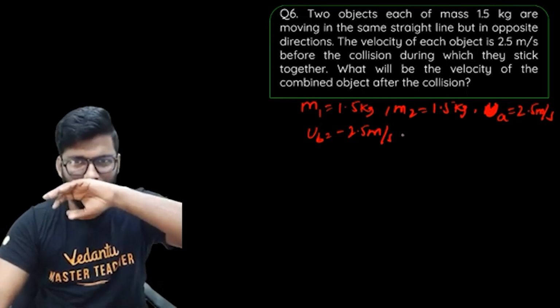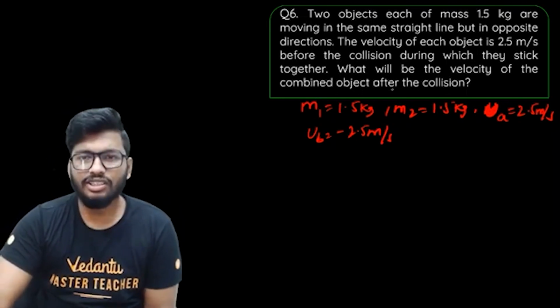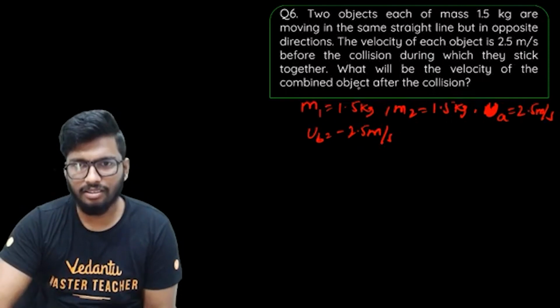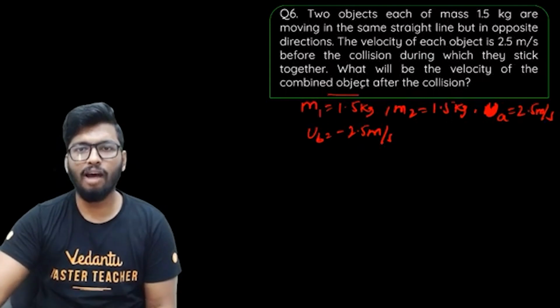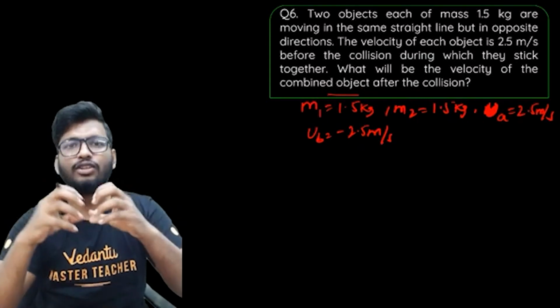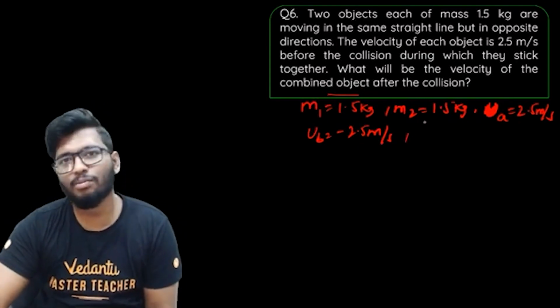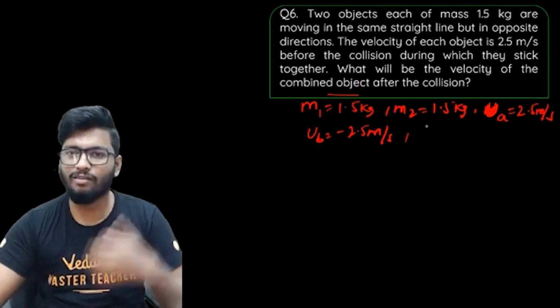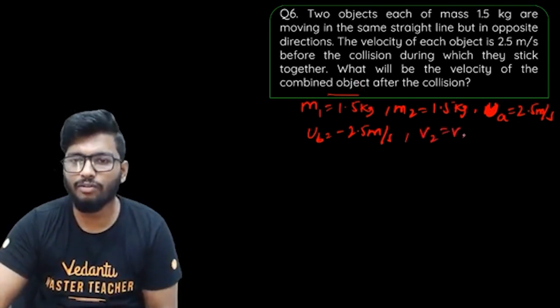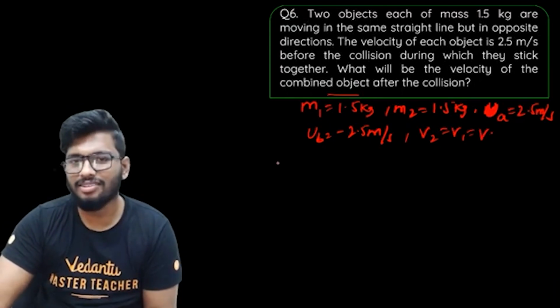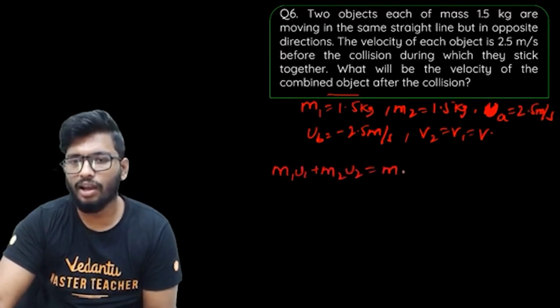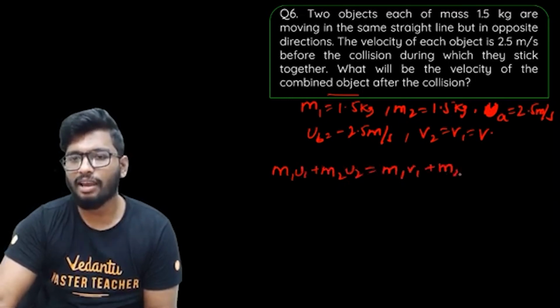Now, after collision, they both combine. What will be the velocity of the combined object after collision? After collision, they both stick together. So that means the final velocity of both bodies will be the same because they are sticking together. So V2 is equal to V1, which is equal to V. According to the law of conservation of momentum, what is the formula? M1U1 plus M2U2 is equal to M1V1 plus M2V2.